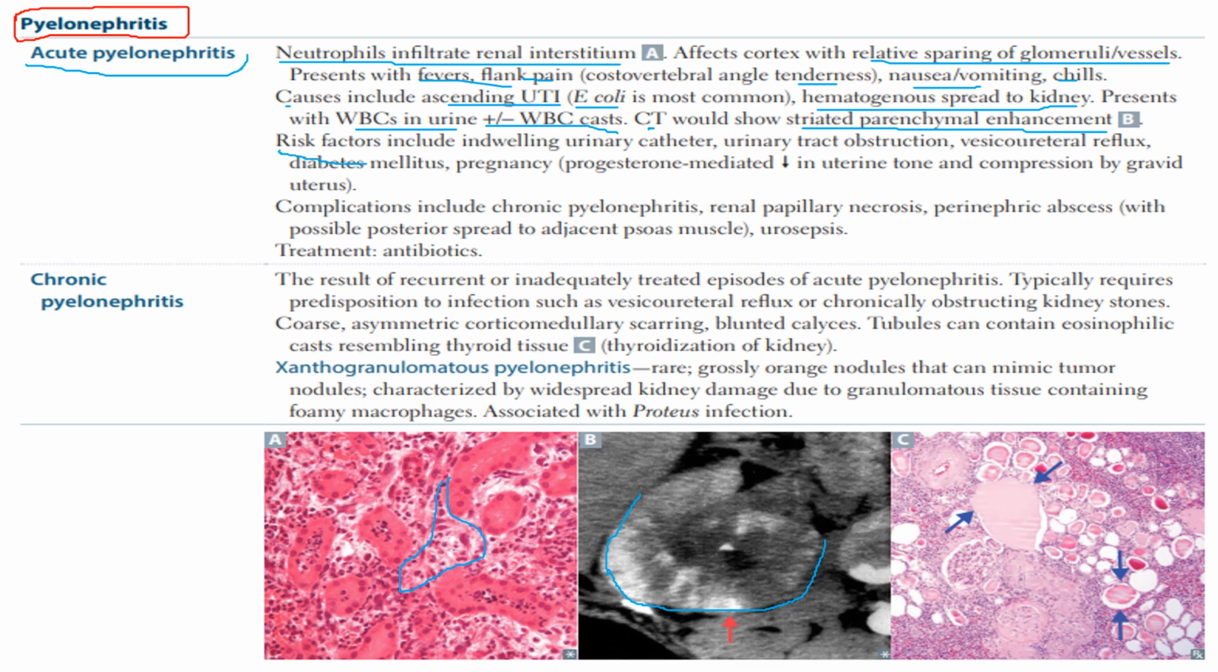Risk factors include indwelling urinary catheter, urinary tract obstruction, vesicoureteral reflux, diabetes mellitus, and pregnancy, due to progesterone-mediated low ureteral tone and compression by the gravid uterus. Complications include chronic pyelonephritis, renal papillary necrosis, perinephric abscess with possible posterior spread to the adjacent psoas muscle, and urosepsis. Treatment includes antibiotics.